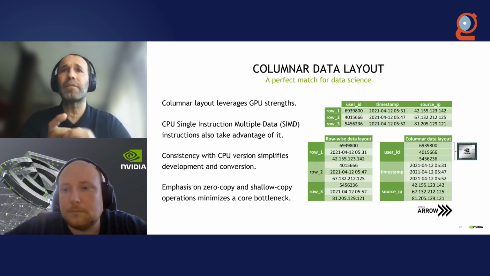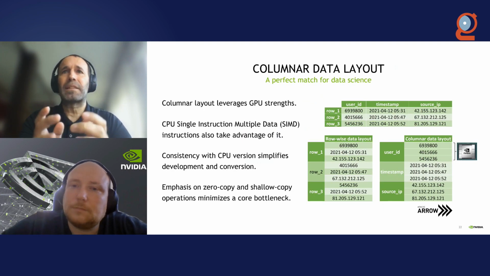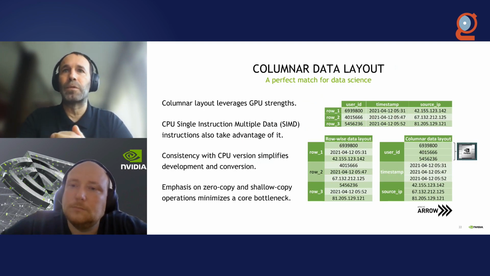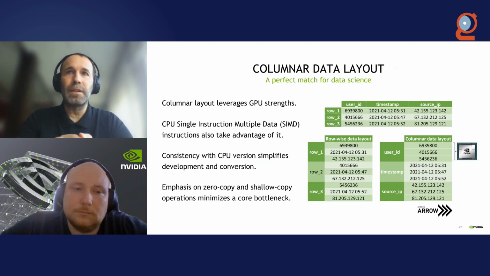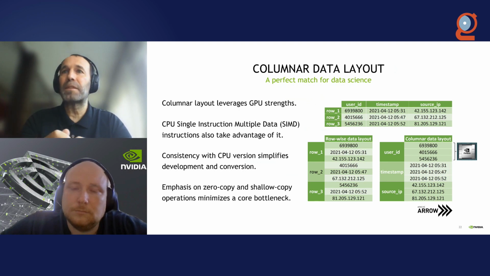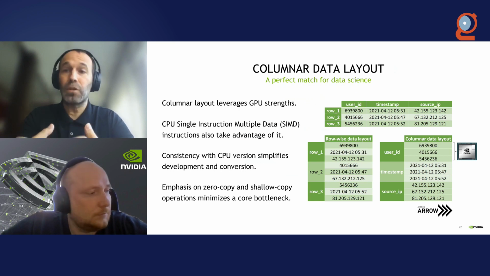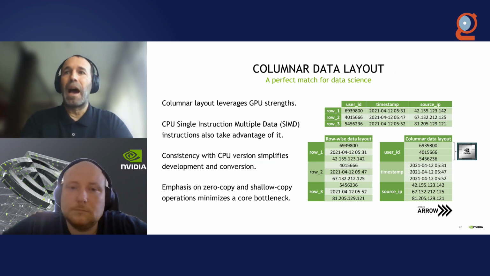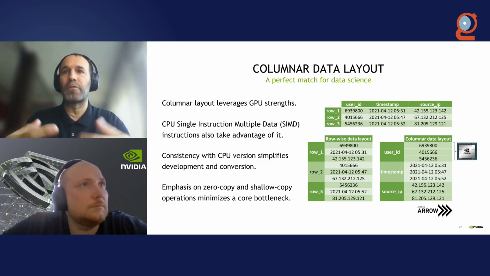For instance, on the left, we have a data set organized in rows. We can see the user ID, then the timestamp, then the source IP, and that repeats on different rows. And on the right, we have the same data in columns. So why do we say that for most of the tasks, not all of them, but for most of them, a columnar layout is better for this kind of workloads?